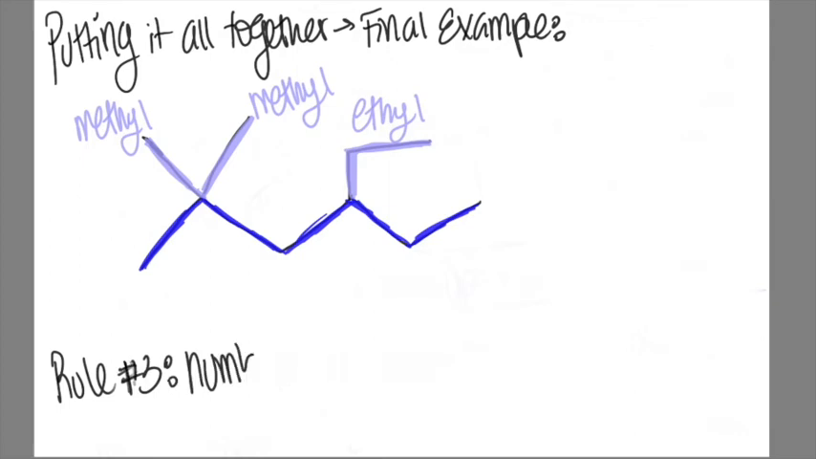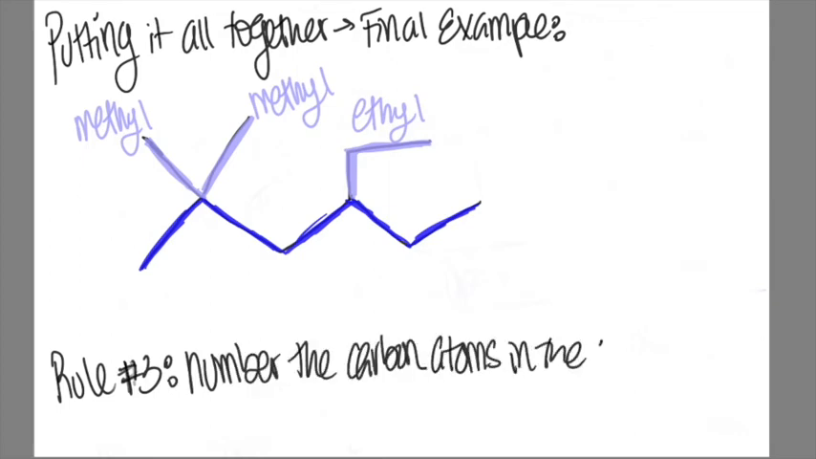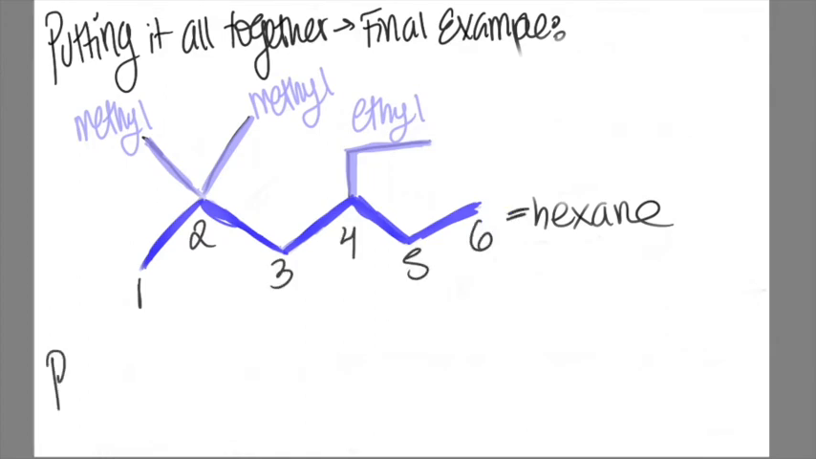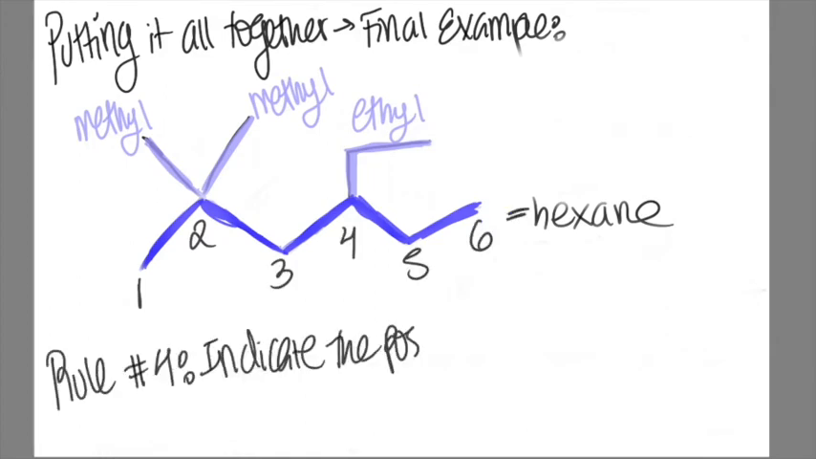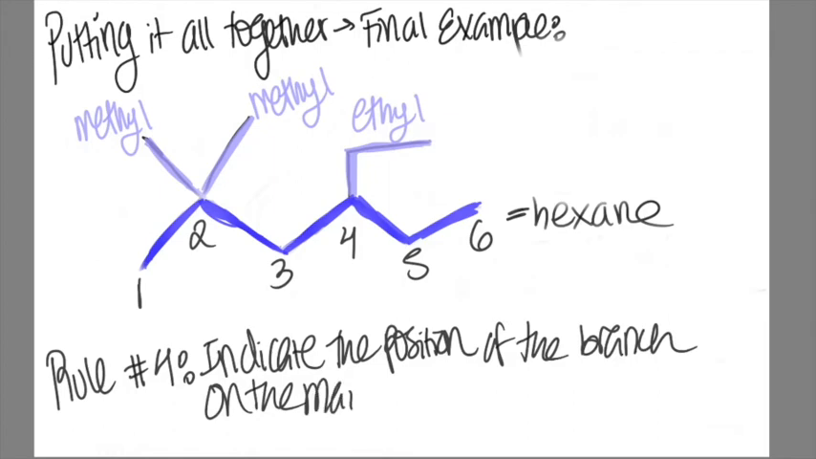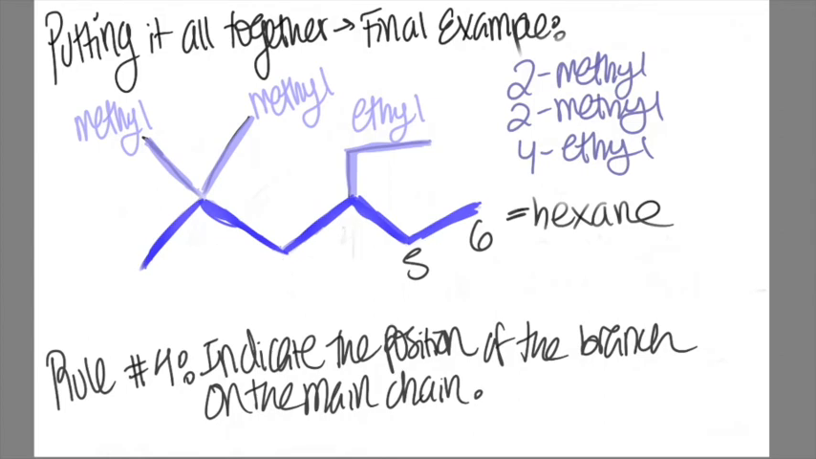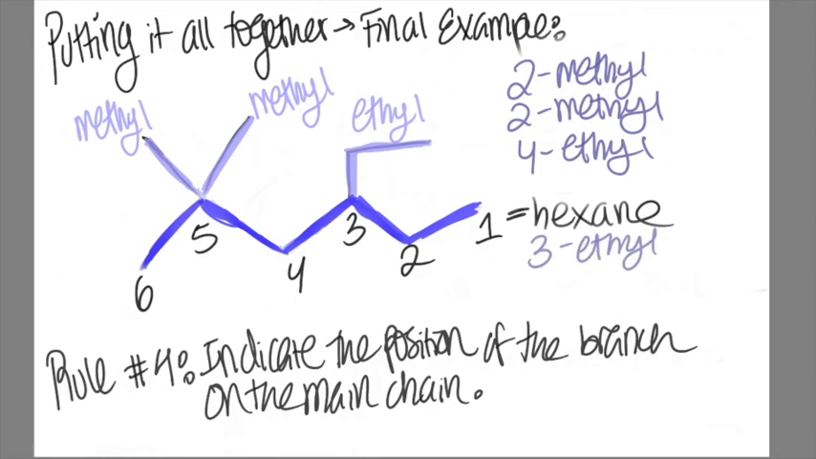Next, we number the carbons in our chain, with a total of 6 carbons allowing us to have a hexane base group. Rule number 4 states that we must indicate the position of our branches on this hexane base group, which if we number from left to right would be 2-methyl, 2-methyl, 4-ethyl. Remember that it is possible to number the opposite way as well. This means that we have 3-ethyl, 5-methyl, 5-methyl. 2,4,4 is less than 3,5,5, and so we use that numbering system instead.